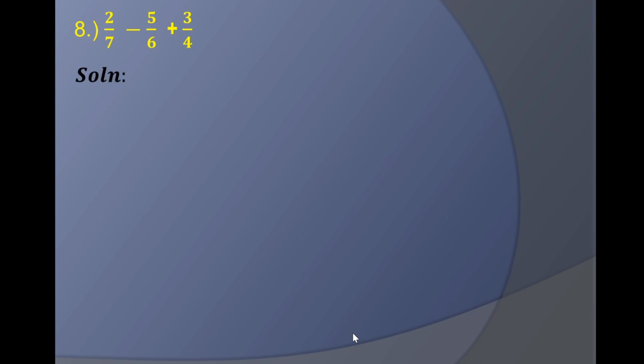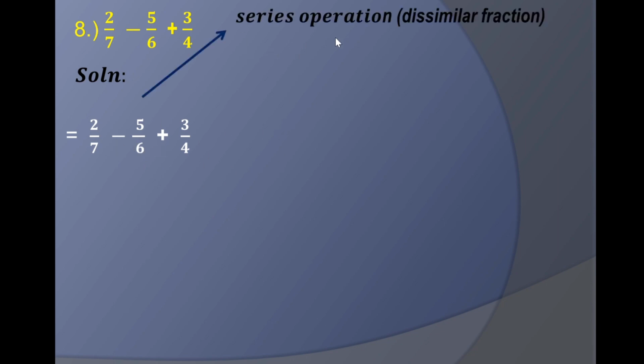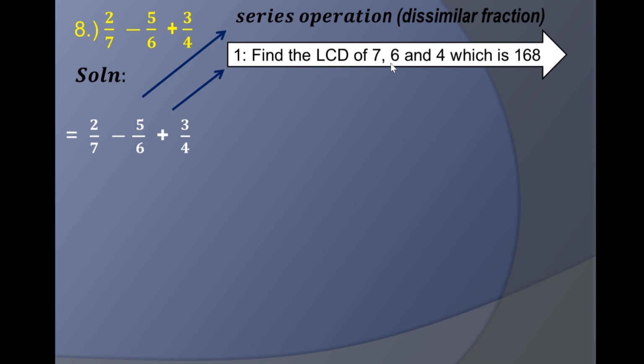In this problem, we have 3 fractions. And if we look at the denominators, they are different. So we have minus and plus, or subtraction and addition. That's why it is a series of operations with dissimilar fractions. Now in this case, we're going to find the LCD for these 3 fractions. So find the LCD of 7, 6, and 4.